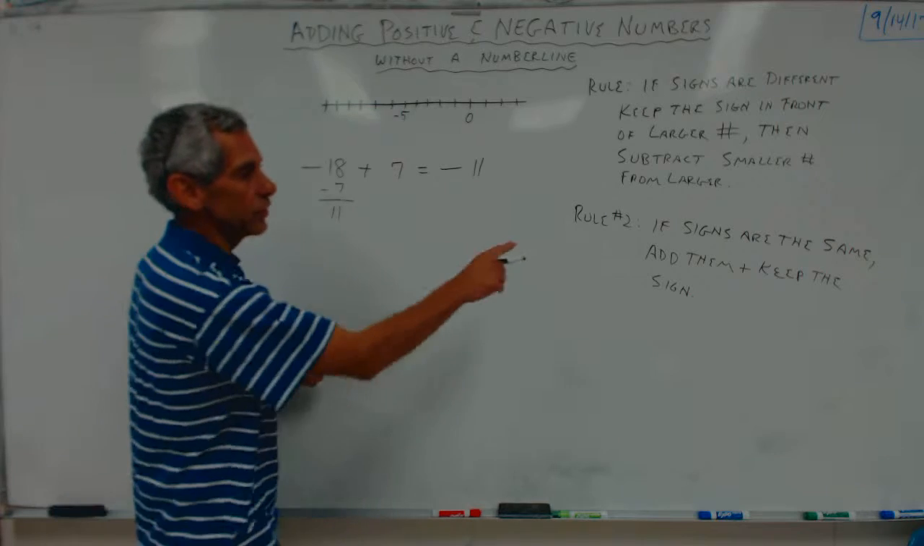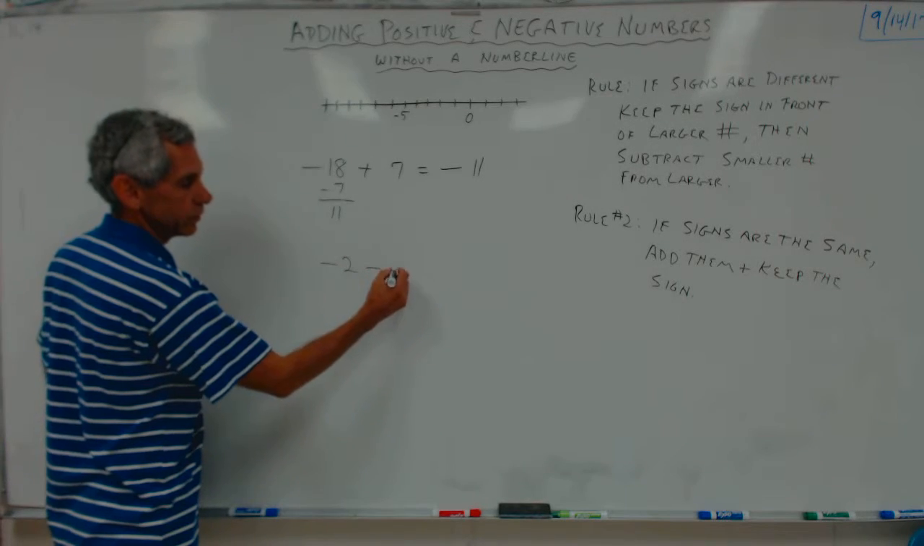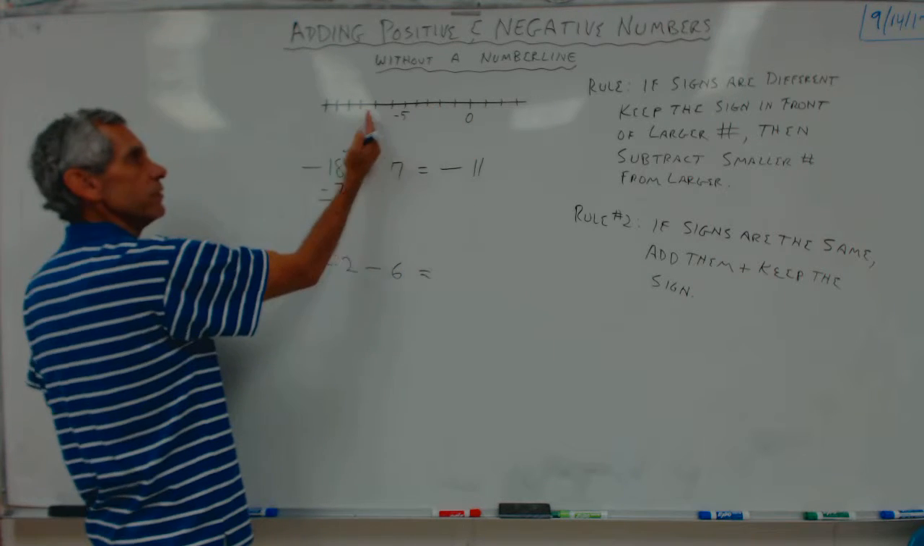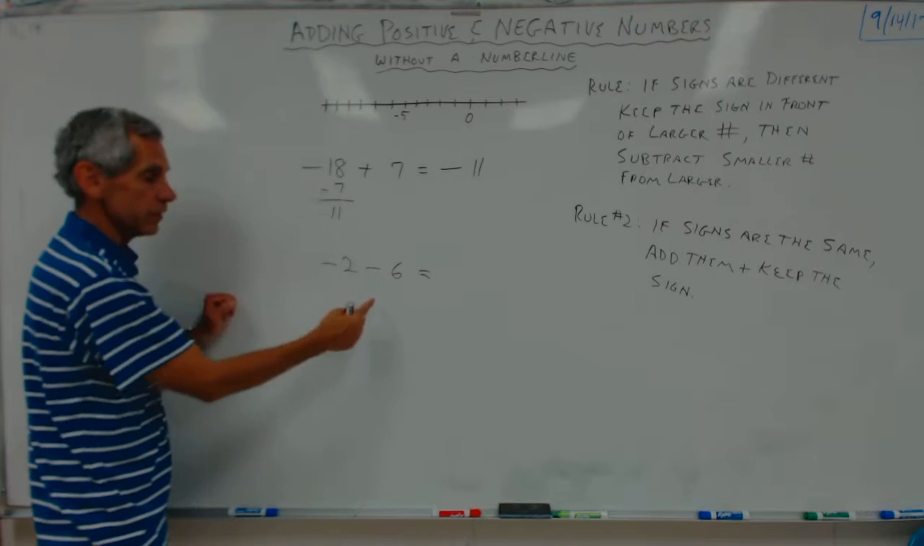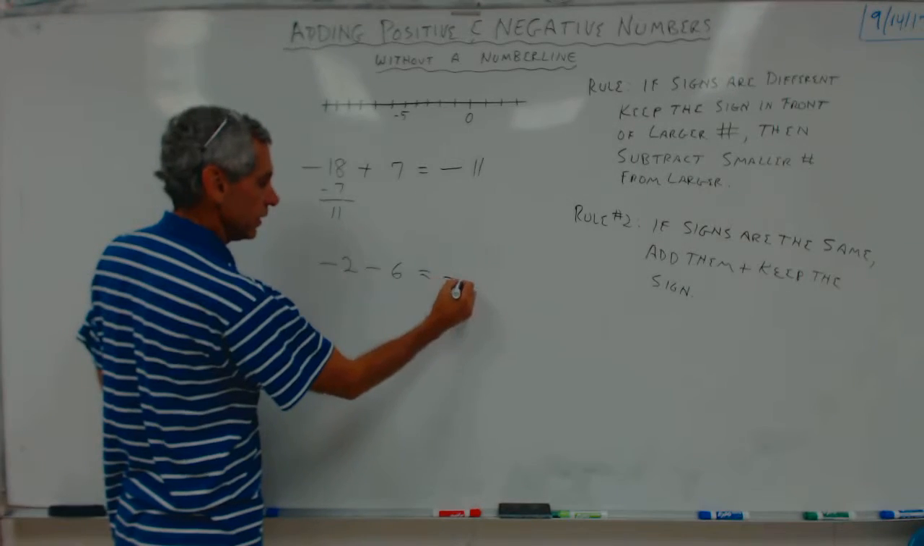Now, what if the signs are the same? Negative 2 minus 6, right? Think about it. Negative 2, negative 6 more. You're always running to the left because they're both negative, right? So suddenly it's going to be negative 8.